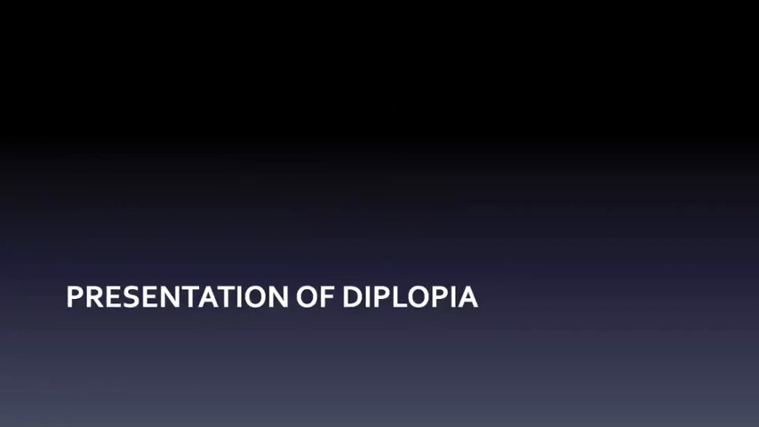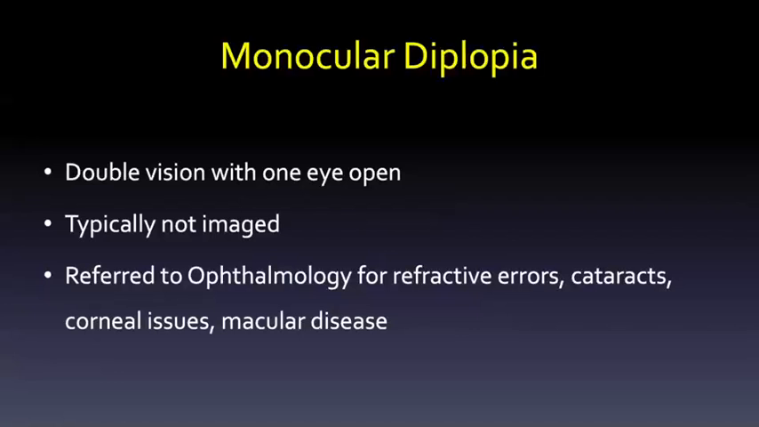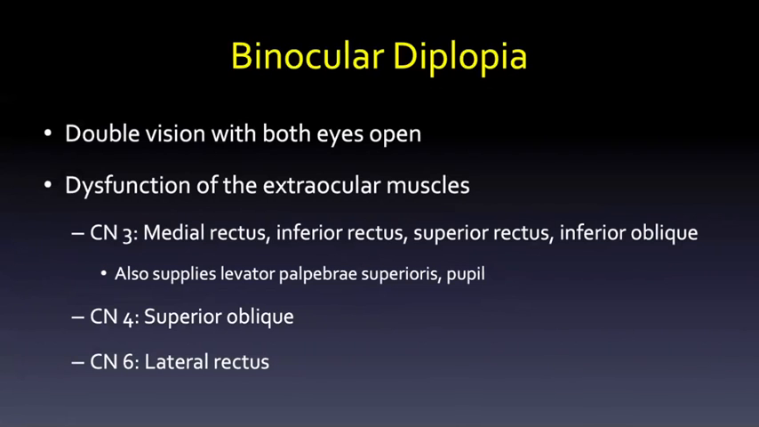Now, diplopia can be broken down into monocular diplopia and binocular diplopia, and monocular diplopia is defined as seeing double with one eye open. These patients are typically not sent to us for imaging, as the pathology is typically ocular in nature. Binocular diplopia, on the other hand, refers to double vision with both eyes open, and it typically results from a dysfunction affecting the extraocular muscles.